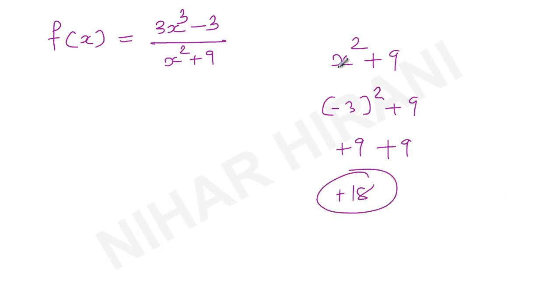So when you have exponent 2, even if the base is negative, it will still be positive because of exponent 2. So here there is no value that can make the denominator 0. So in that case, my domain will be negative infinity to positive infinity. Isn't it? Solved.